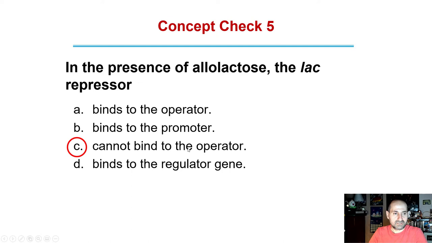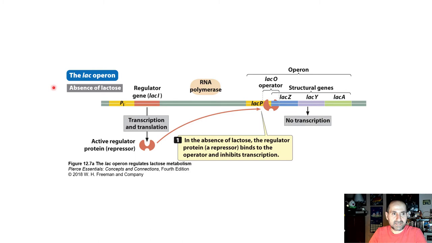So let me show you that process here. Look, here's if there's no lactose around. The lac operon with the absence of lactose. Here's your regulator gene, lacI. So you have the promoter for lacI, and then you have the gene for lacI, which transcribes and translates into an active regulator protein, which is a repressor, right? Because this is a gene that's normally off. This is an active repressor. It will bind to the operator, lacO, the operator of the lac operon. This prevents the RNA polymerase from attaching and doing its job, see? RNA polymerase can't attach, and the lacZ, lacY, lacA genes are not expressed.